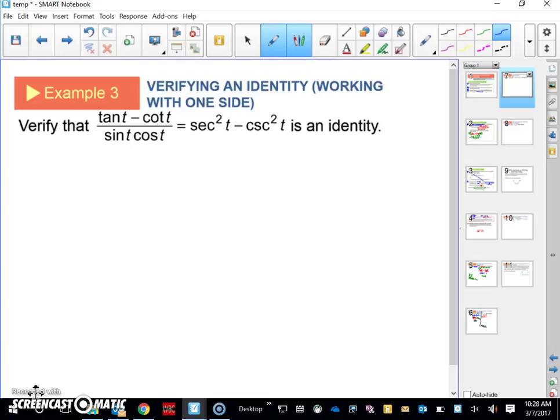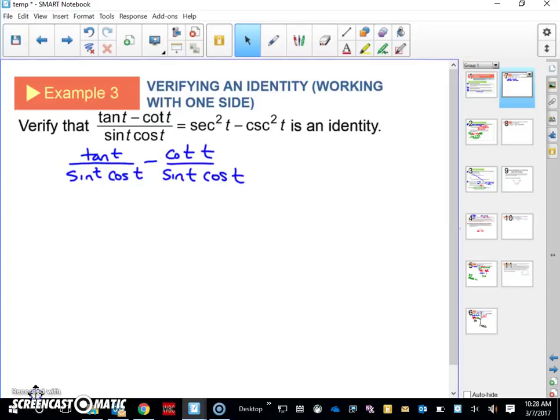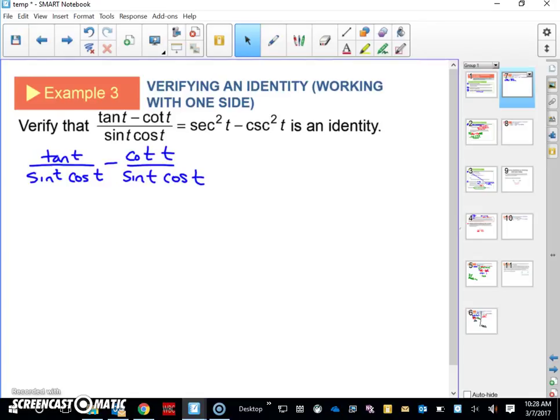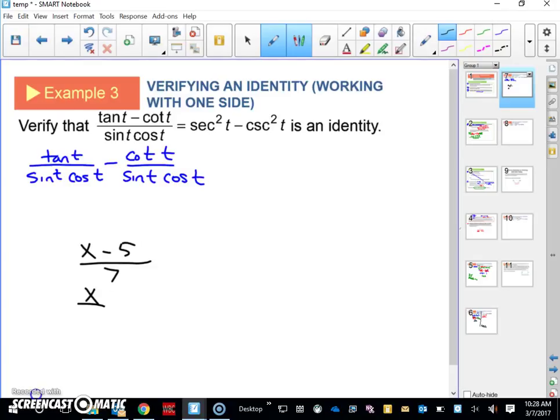Okay? I'm going to split up the fraction, and that's going to say tangent t over sine t cosine t minus cotangent t over sine t cosine t. Try to keep your left side lined up with your left side in case you want to switch over and start working on that right side. But all I did was split up my fraction. Imagine if you had x minus 5 over 7. That's the same thing as saying x over 7 minus 5 over 7. That's all I did. Okay? All I did was split it up into two fractions.